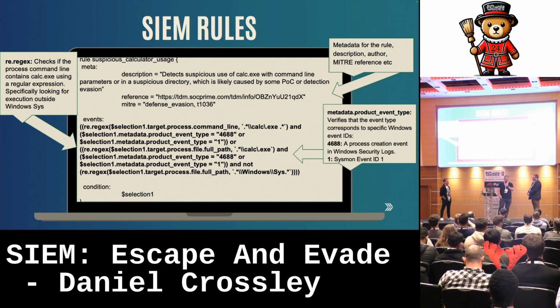In this case, it's a regular expression, just looking for calc.exe from two different sources, either from the event ID of 4688 or type 1, which is under the event ID. It's also looking for calc.exe not being executed from its usual location.